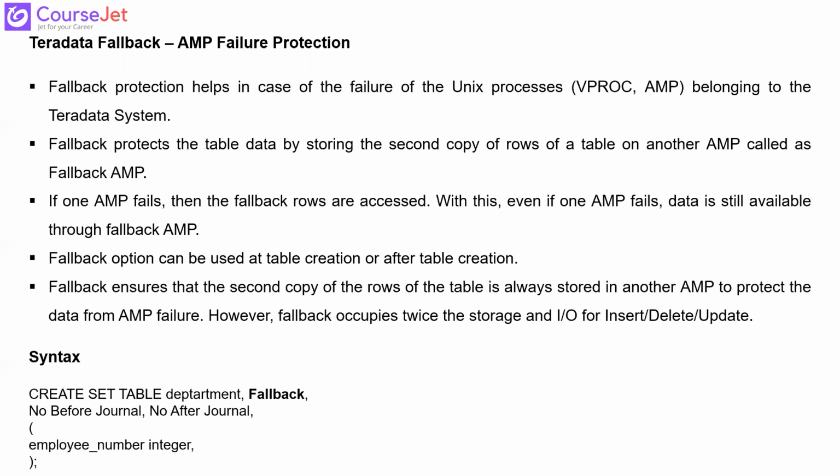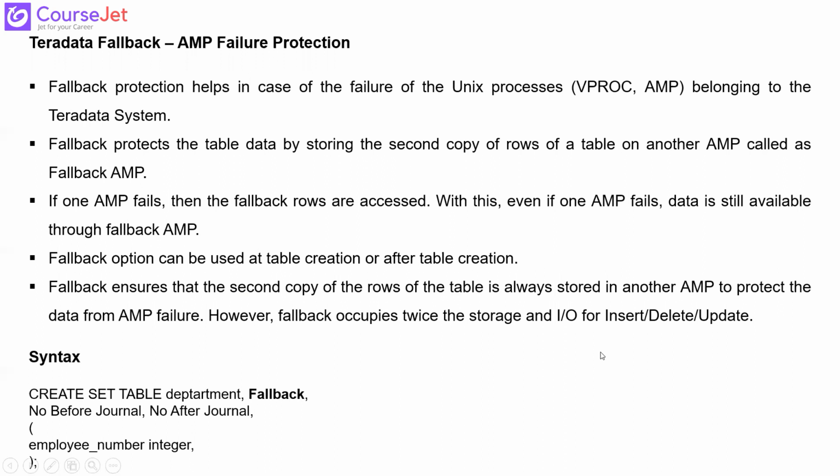It stores the data always in another AMP, not in the same AMP. So in case an AMP goes down, the other AMP's data can be used. The fallback option can be used at table creation or after the table creation also. You can alter the table and make it fallback. Fallback ensures that the second copy of the rows of the table is always stored in another AMP to protect against failure. However, fallback occupies twice the storage and IO for insert, delete, and update.